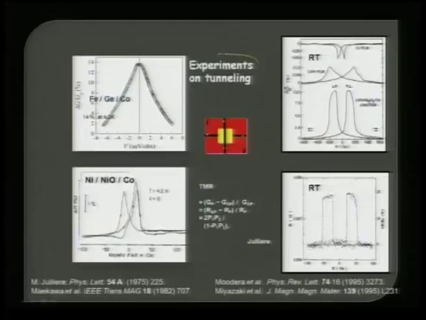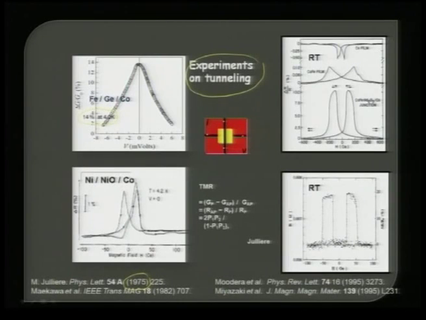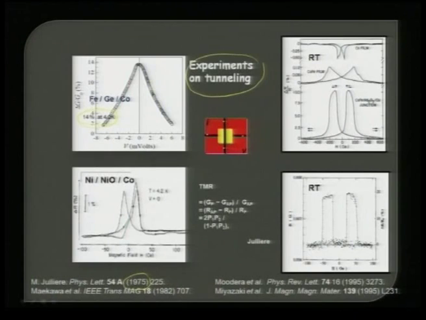There are several other models or trilayers which have been tried. There have been experiments on tunneling for a very long time, as early as 1975. Julliere found that in iron, germanium, cobalt you can get up to 14% at 4.2 K. This is interesting because he was the first one to report tunneling magnetoresistance. Nevertheless, the numbers are not very attractive because you have to get such huge values at room temperature.